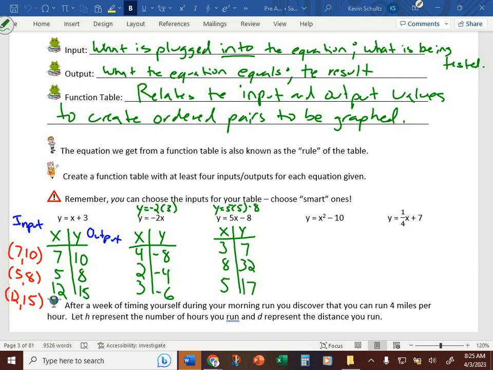Inputs, outputs, tables. You are picking something, you want to test what x is, you plug it in, what's the result, what's the output, that would be the value for y. And we're actually going to stop here today. I didn't want to get too far in, just a taste of what's coming up. So we'll definitely pick this up tomorrow and go from there.